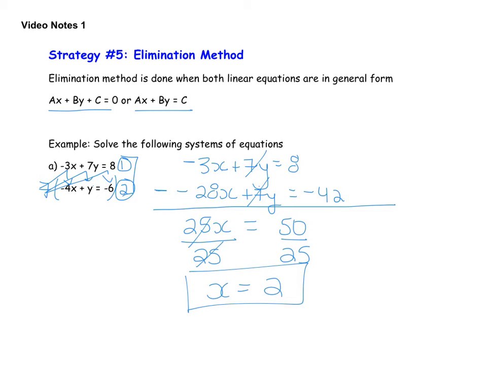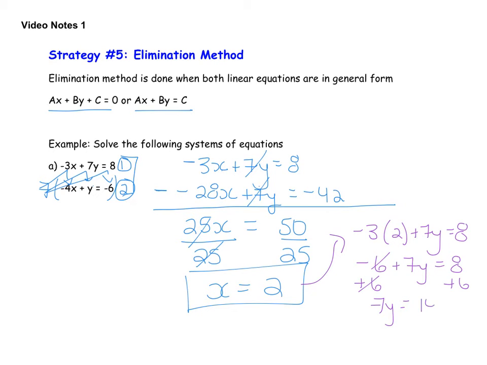I've solved the first one. Now I need to work on the second one. I need to find the y. Pick any equation. I'll pick the first one. So negative 3 times 2 plus 7y is equal to 8. So negative 3 times 2 gives me negative 6 plus 7y is equal to 8. We want the y to be all by itself, so we need to move that 6 to the other side. 7y is equal to 14. We only want one y, so we need to divide each side by 7. y is equal to 2.